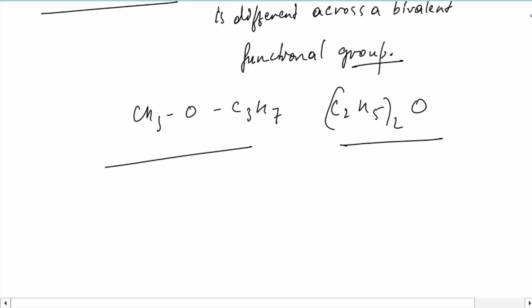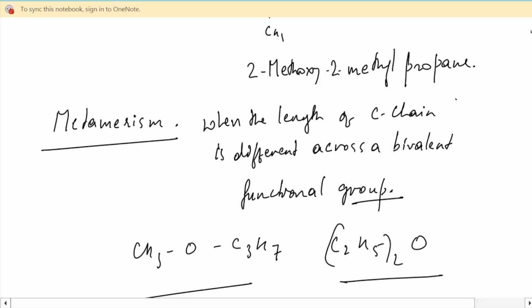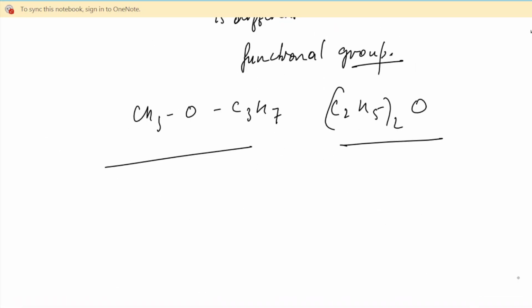Next to this, let's come to the method of preparation of ethers.